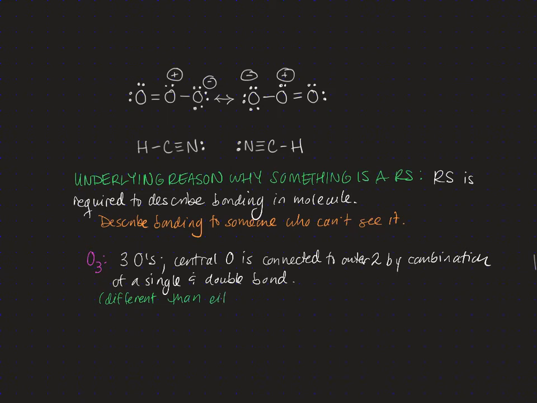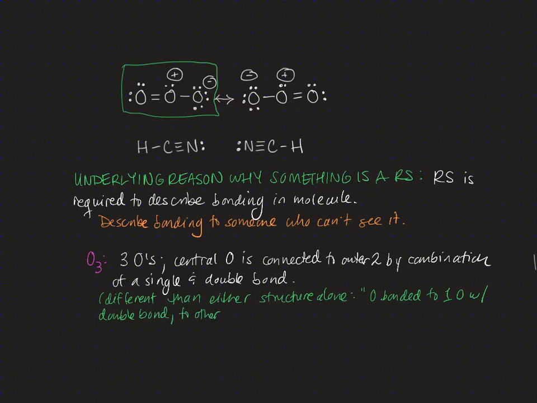So if I look just at one structure, say I'm going to look just at this one on the left, this one would be O bonded to one oxygen with a double bond and to the other O with a single bond. That's what I would say if I had just one structure, and it's important to note that this is incorrect because there is a resonance structure and you need it to describe the bonding correctly.